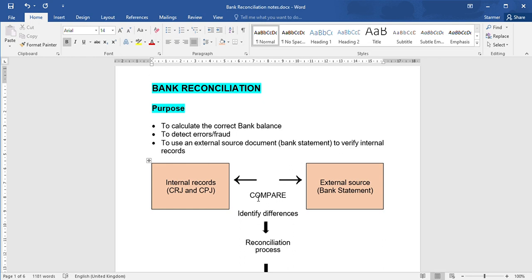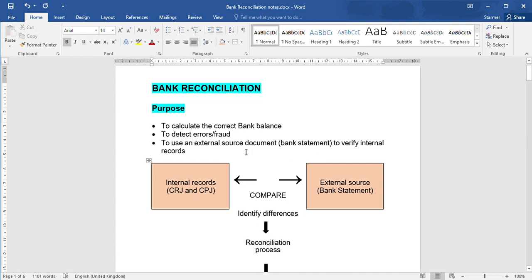Today I'm going to do a video on bank reconciliation, starting with the purpose of bank reconciliation. The main purpose is to calculate your correct bank balance. It's important that we can keep good internal control over the amount of money we have, and one of the ways of doing that is to do bank reconciliation.